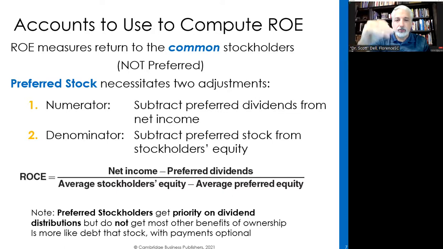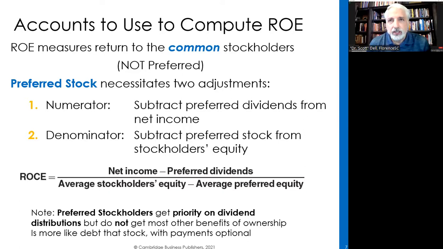It's not real ownership interest. And as the note below says, preferred stocks get priority on dividend distributions, but they lose out on a bunch of other benefits. They're not really owners. They're not really voting owners. They're not really having ownership interest that allows them to elect the board of directors, for example. So that's why IFRS treats it as debt, even though GAAP does treat it as equity.